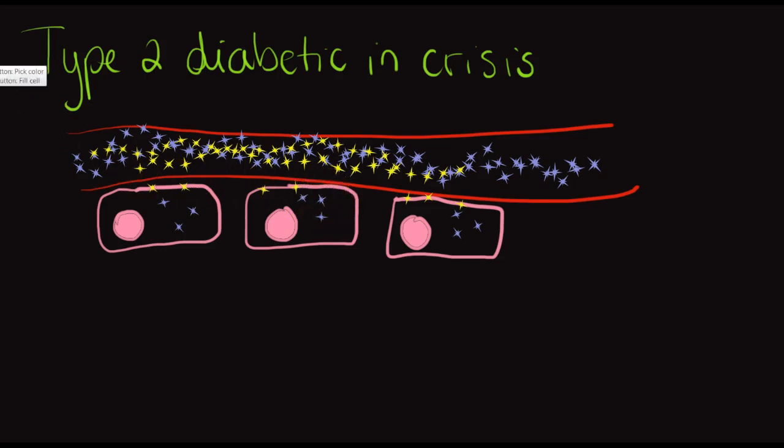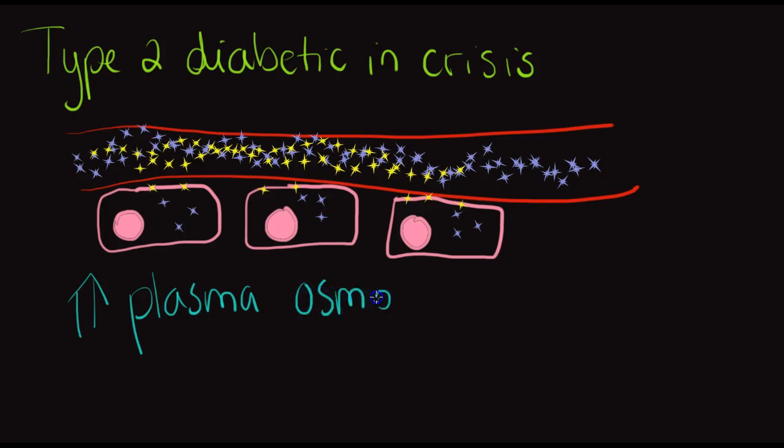But what happens there is, because of the increased amount of glucose molecules present, this increases the density of the blood, so the amount of solutes dissolved in the plasma. And so this leads to an increase in plasma osmolality. And so that is one of the hallmarks of the type 2 diabetic in crisis.